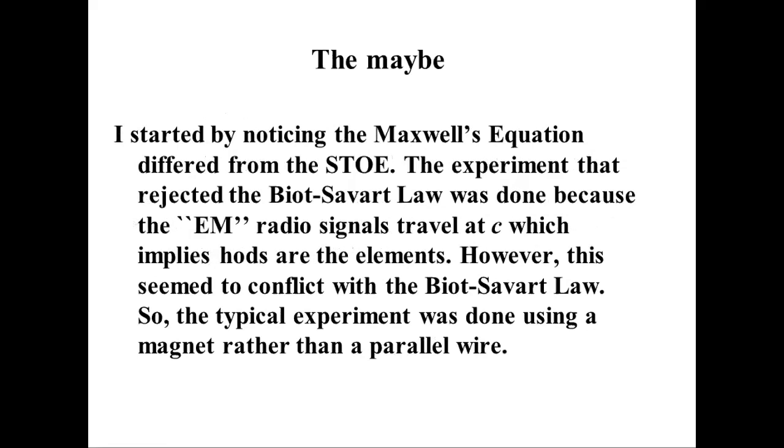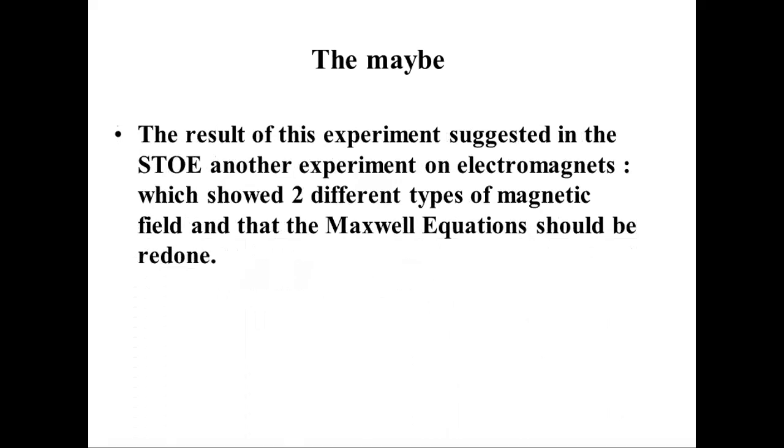I started noticing that Maxwell's equations differ from the Stowe. The experiment rejecting the Biot-Savart law was done because EM radio signals travel at the speed of light, which implies odds are the elements. However, this seemed to conflict with the Biot-Savart law. So the typical experiment was done using a magnet rather than a parallel wire. The result of the experiment suggested in the Stowe another experiment on electromagnetics, which showed 2 different types of magnetic field and that Maxwell's equation should be redone.